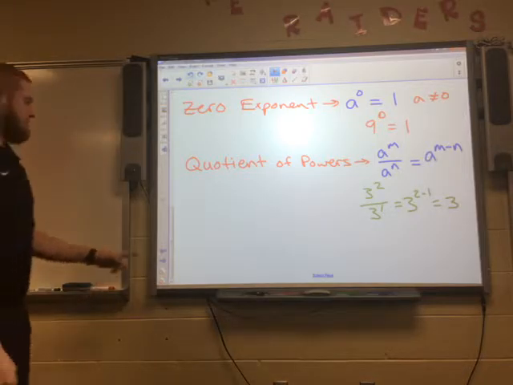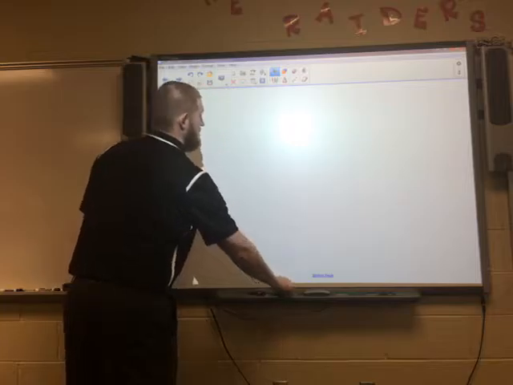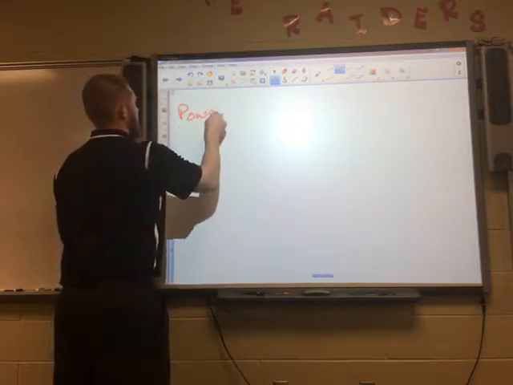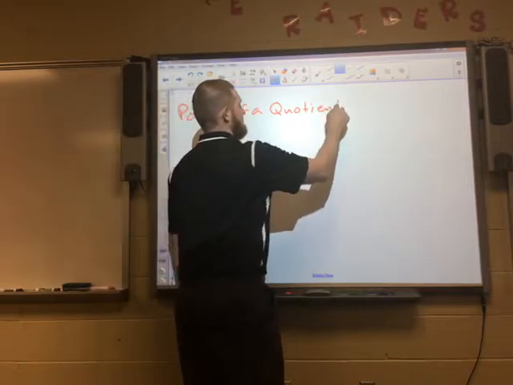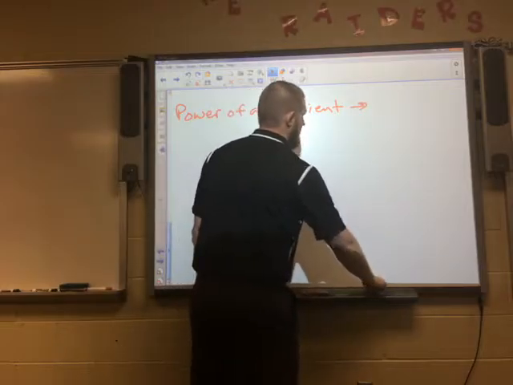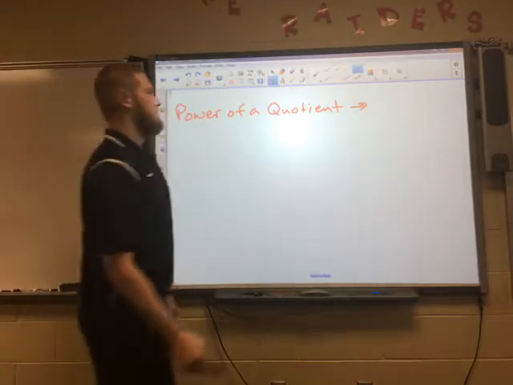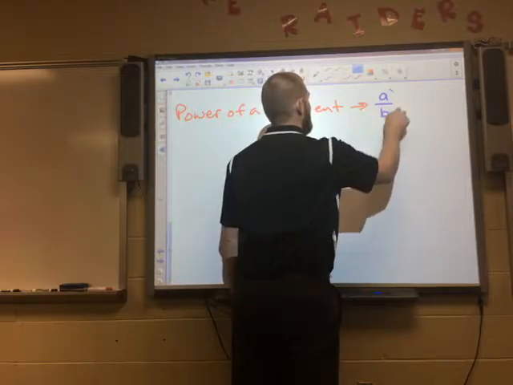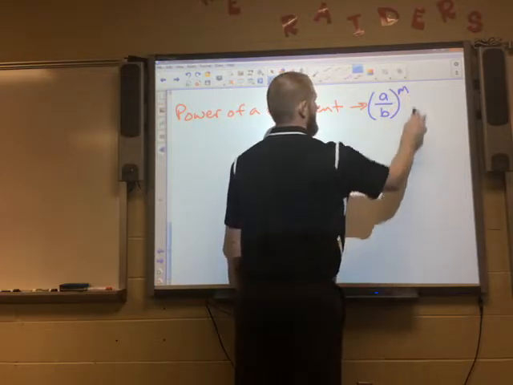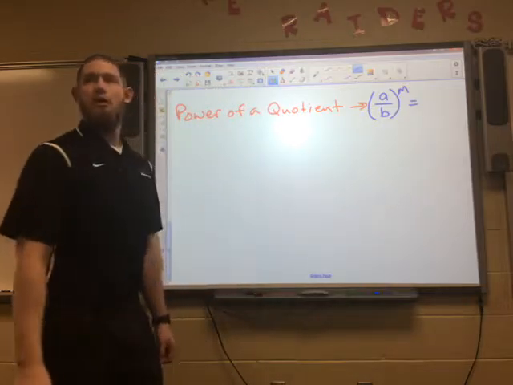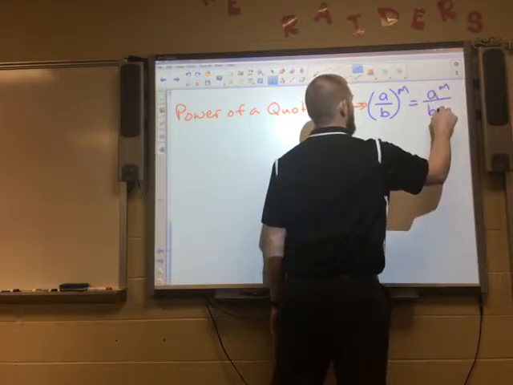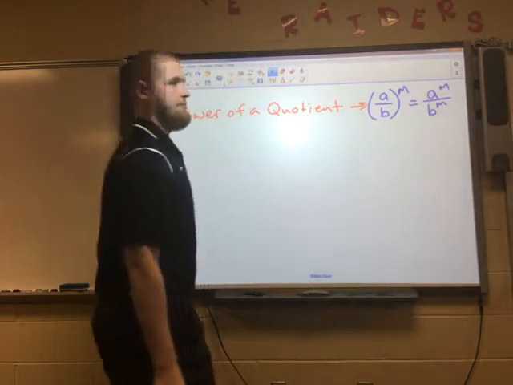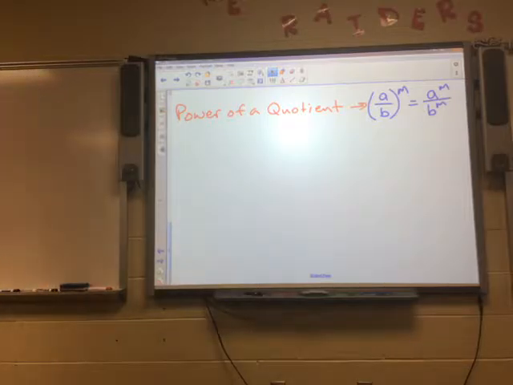Okay, and the last one is the power of a quotient, which is another one that you guys probably already know, because we've talked about it. Make sure I write this properly. A over b to the m. What do you have to do with that exponent? It goes for both of them, exactly. So it's a to the m divided by b to the m. Just make sure that goes to both of them.